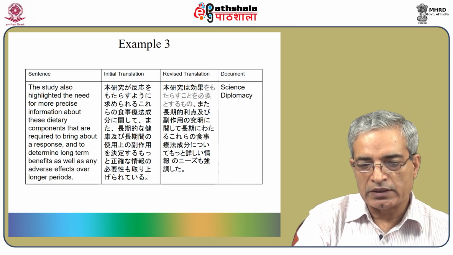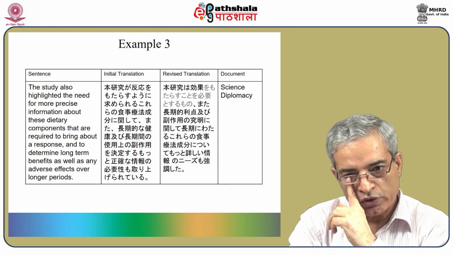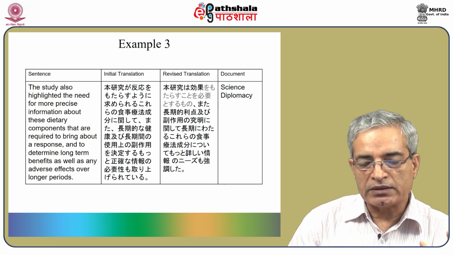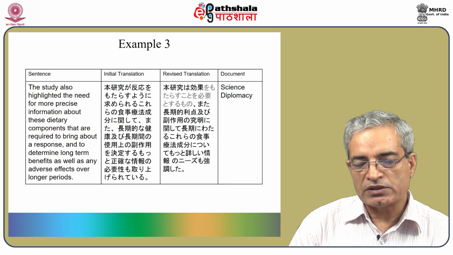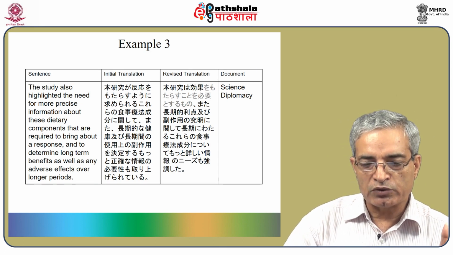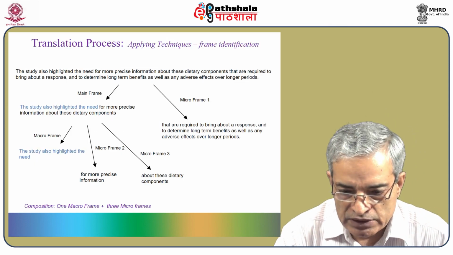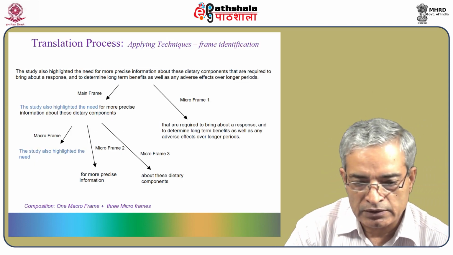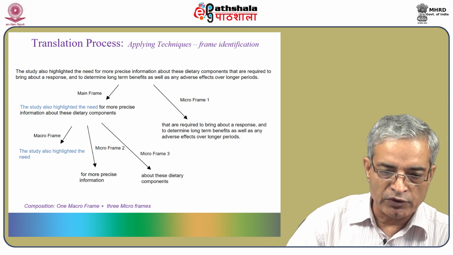Let's see another example. By now you have understood that if we apply the techniques, even English to Japanese translation becomes possible. Not only does it become possible, to some extent the accuracy is also maintained. We see here an example. The study also highlighted the need for more precise.